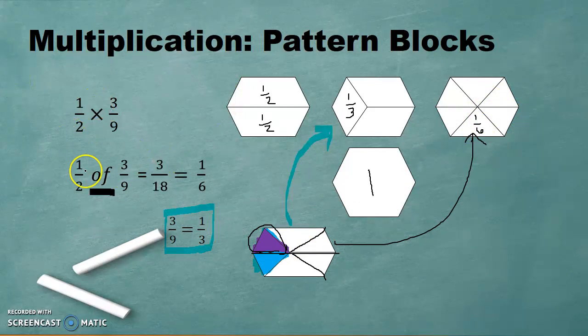Now what I did up here is I just multiplied straight across. 1 times 3 is 3. 2 times 9 is 18. If you divide those by 3, you get 3 divided by 3 is 1, and 18 divided by 3 is 6. So the product of this equation is 1/6.